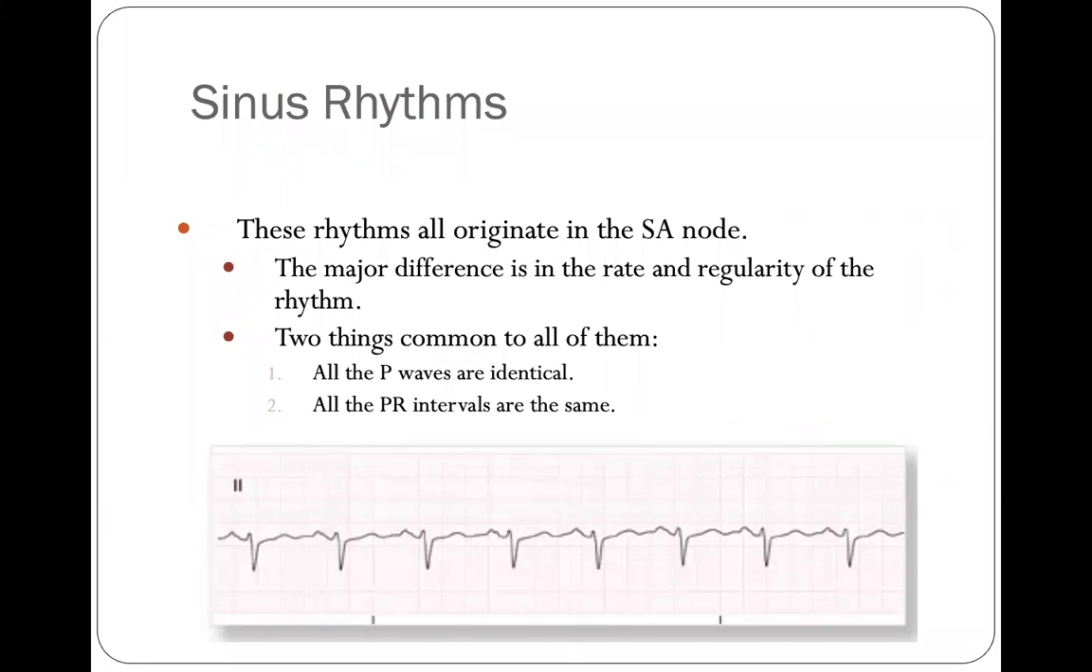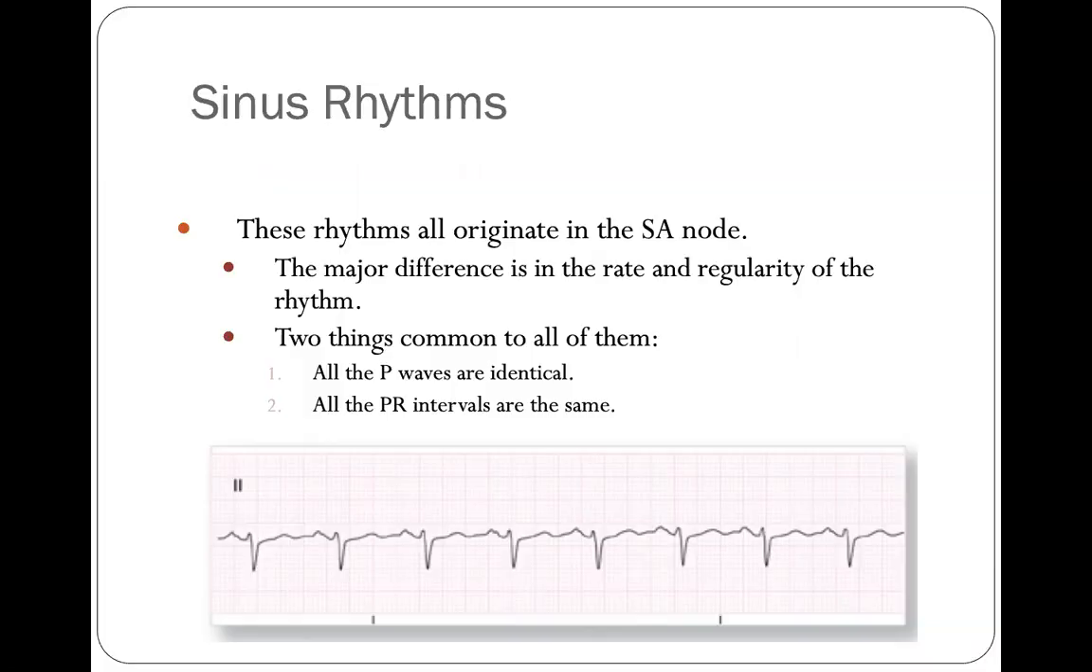The big differences between the different types of sinus rhythms are the rate and regularity of the rhythm. But the common things in all of them are that all the P waves are identical, all the PR intervals are identical, and the PR interval is within its normal time frame, 0.12 to 0.20. In leads 2, 3, and AVF, the P waves are upright, and in V1, they are inverted, always, if it's coming from the SA node, okay?